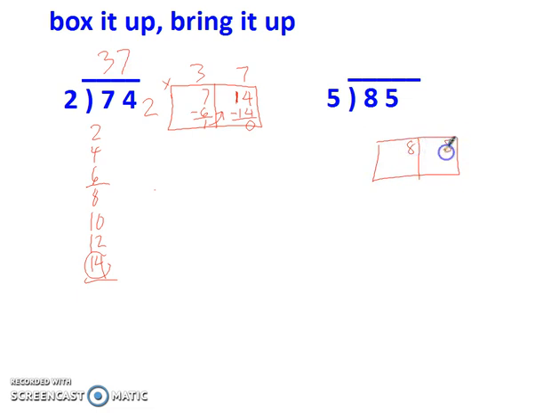8 in my tens, 5 in my ones, dividing by 5. How many 5s in 8? Just one of them. 8 minus 5 is 3. Bring it up. 5s in 35. 5, 10, 15, 20, 25, 30, 35. 1, 2, 3, 4, 5, 6, 7 of them. When I subtract, there's nothing left.